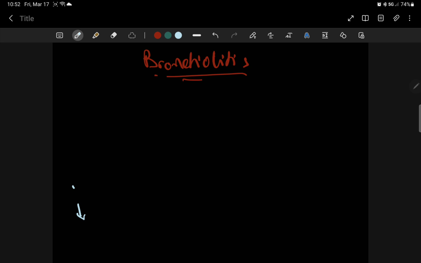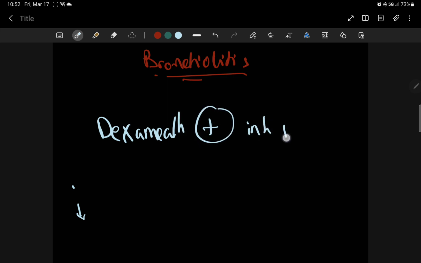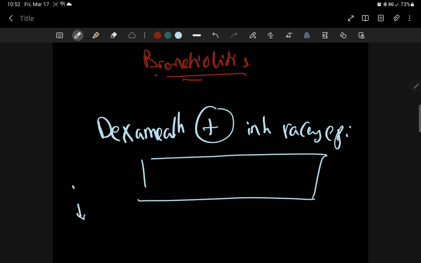Then they spoke about steroids. Does steroid help? And they discussed, okay, let's do this. What about if I used dexamethasone plus inhaled racemic epi? Does it help? The only thing they found that it changes is it decreases hospital admission by the 7th day of illness. Did it change the length of illness?